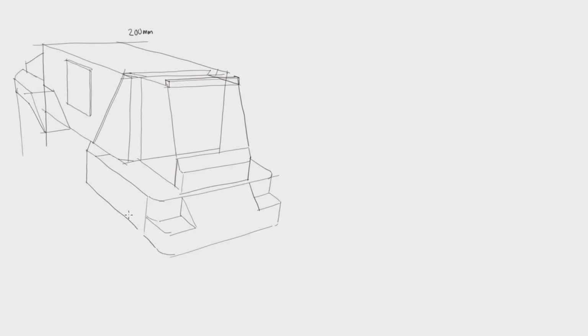Now these lines are connecting back to the ground plane. That way I can see how my car is connected to the ground and how far it is from the ground. That'll help me place in the wheels.